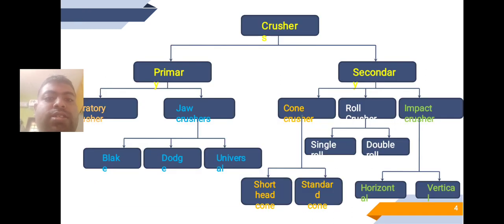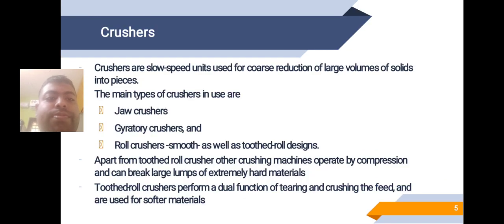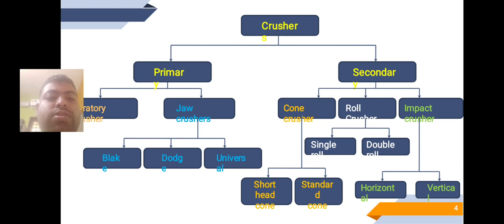Crushers are divided into primary and secondary crushers. Primary crushers include the gyratory crusher and jaw crusher, and jaw crushers are divided into Blake, Dodge, and Universal. Secondary crushers are divided into three types: cone crusher, roll crusher, and impact crusher. Cone crushers are divided into short head cone and standard cone. Roll crushers are divided into single roll and double roll, and impact crushers into horizontal and vertical. These are the types of crushers we are seeing.